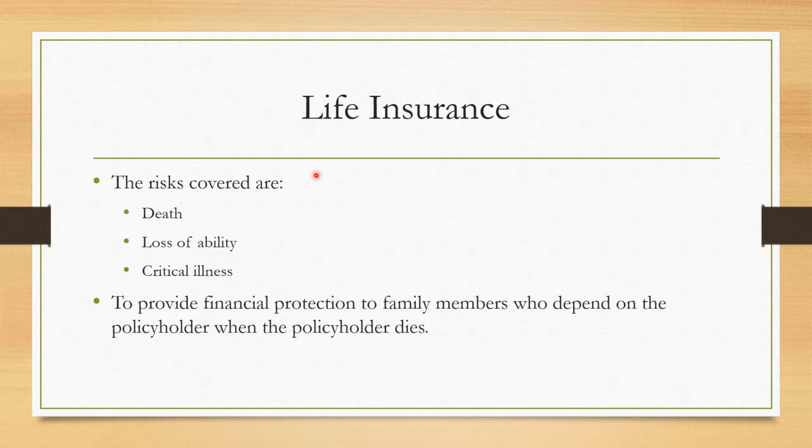Life insurance, the main motive is to provide financial protection to family members who depend on the policyholder when the policyholder dies. And another scenario would be when the policyholder did not actually die, but however faces loss of abilities, disabilities, or critical illness. In that scenario, the policyholder can also have life insurance as well.